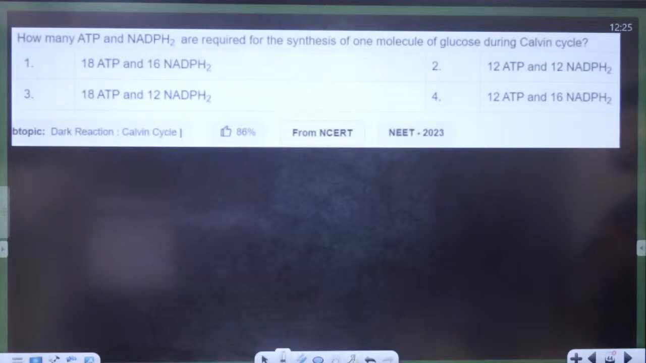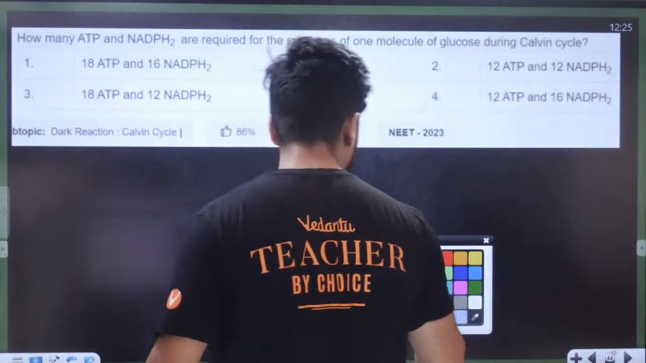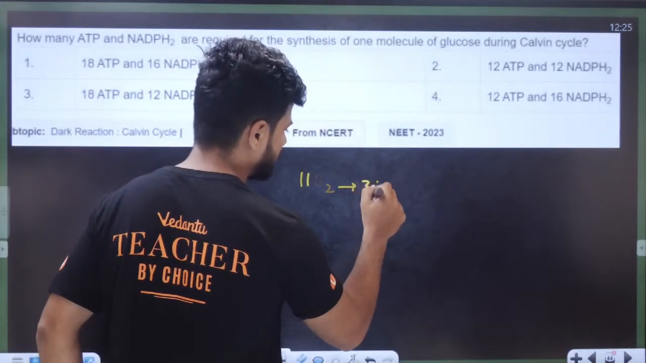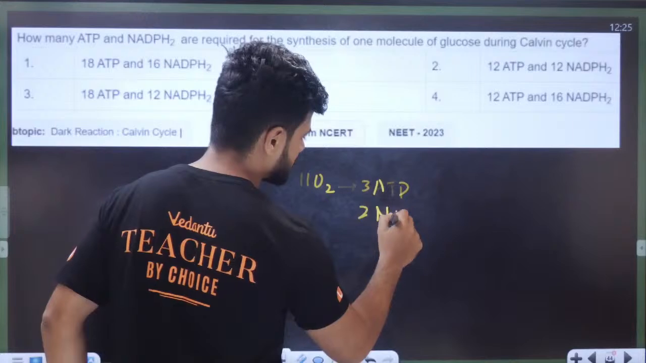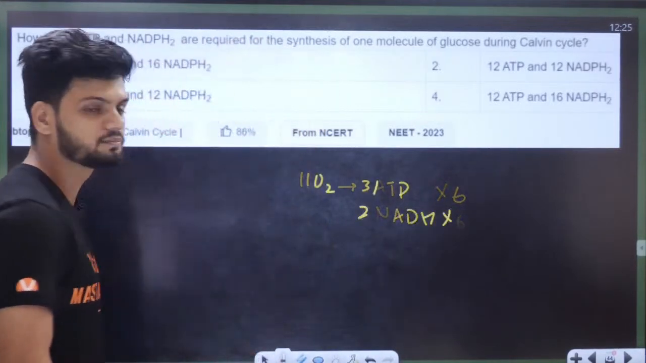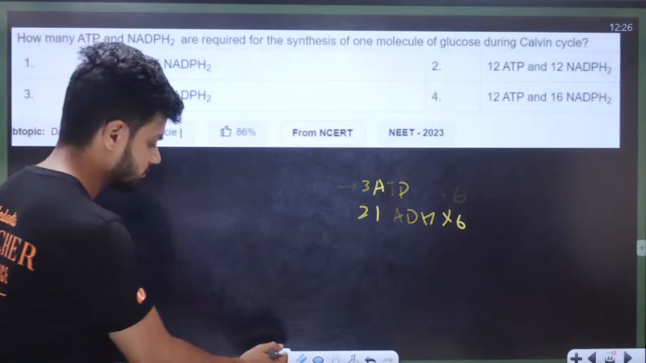Multiply into 6 basically. See, in normal condition, for 1 CO2 we have how much? For 1 CO2 we have 3 ATP and 2 NADH, right? 2 NADH. Multiply into 6, into 6, and you'll get the answer.